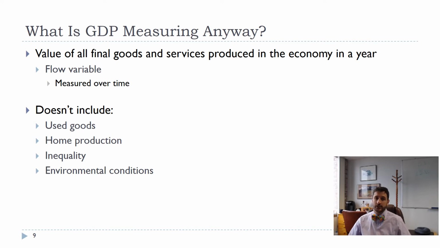It also doesn't include a whole lot of things which are important for people's well-being. Things like inequality, right? How is income distributed? Two countries can have the same GDP per capita, but in one country, most of the income might be going to the very rich, with not very much going to everybody else, whereas in another country, it's more evenly distributed.